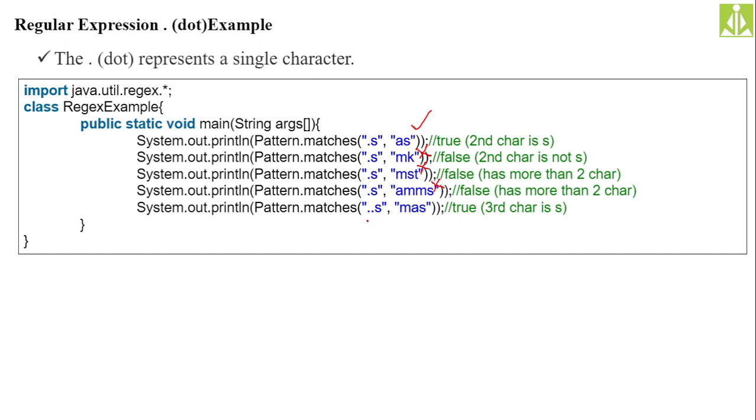Here you can see how many characters we have taken. We kept two dots, isn't it? Dot dot s we are saying. In place of the first dot we can have any character, that character is m. In place of the second dot we can have any character, that is a. In place of the third character it must be s. So here we have s, so this will return true.